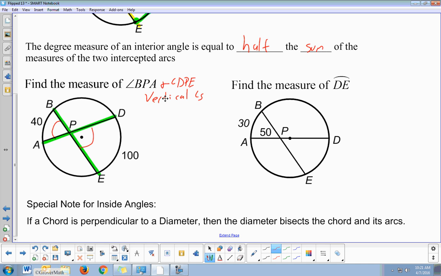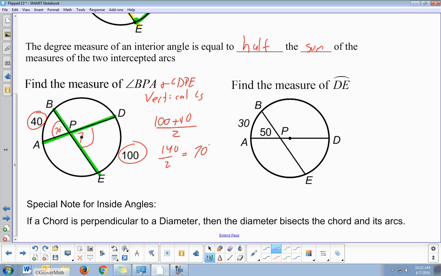And vertical angles are congruent. So we have to do half the sum of the arcs opposite them. The arc that's opposite BPA is 40, and the arc that's opposite its vertical angle is 100. So we simply do 100 plus 40 and half of that. Half the sum, half of 140, equals 70 degrees. And so the measure of this angle in here is 70 degrees.